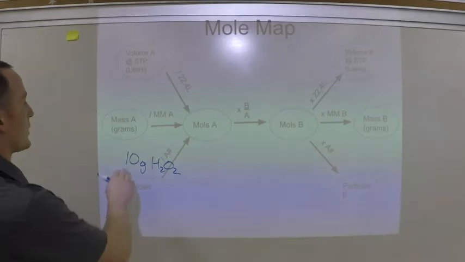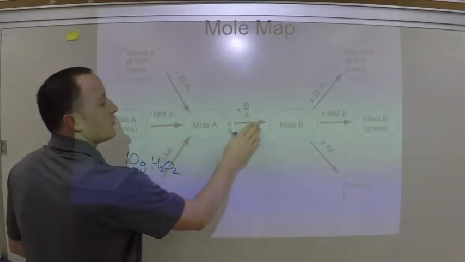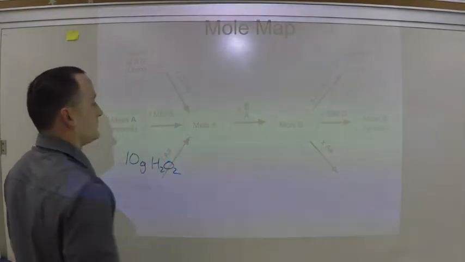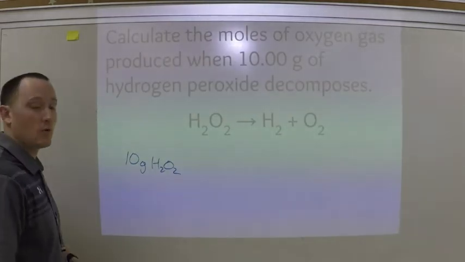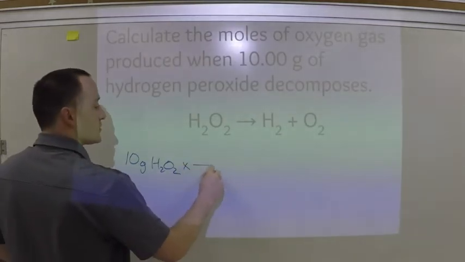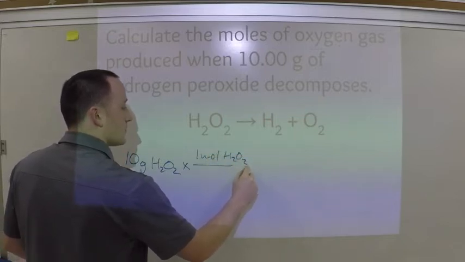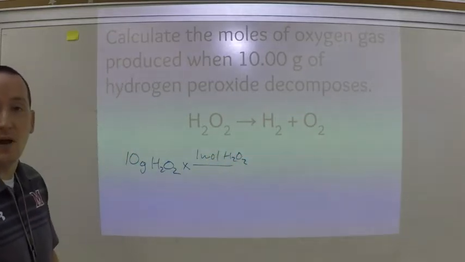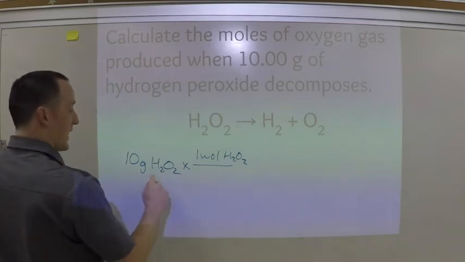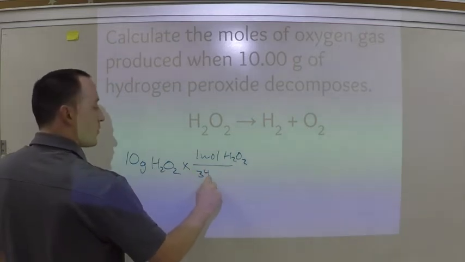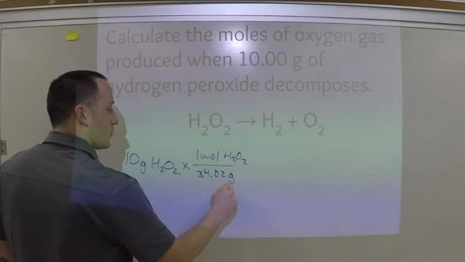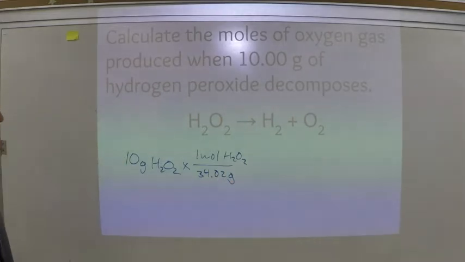Again, that's what I'm given. So I'm going from grams to moles of A to moles of B. To change grams to moles, I divide by the molar mass. So I'm going to divide by the molar mass of H2O2. The molar mass of H2O2, when I add that up, is going to be 34.02 grams. So that's my first step.